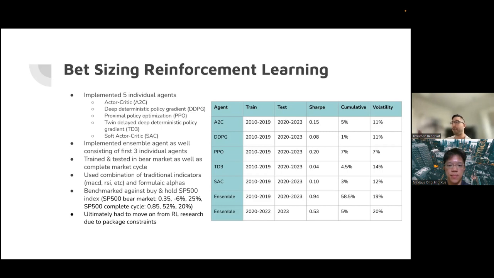And then we also saw the bear market outperform pretty significantly, with a much higher Sharpe ratio, better cumulative returns, and lower volatility as well. So we saw some promising results there. We tried to incorporate this into our final solution.